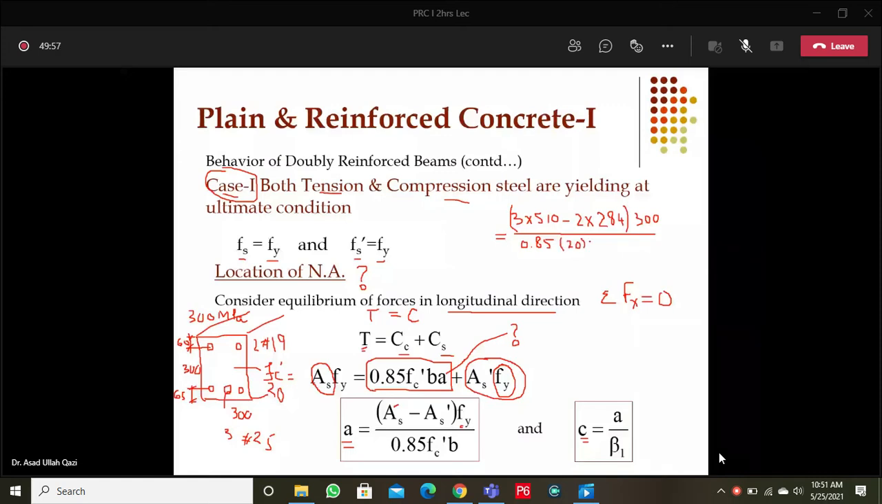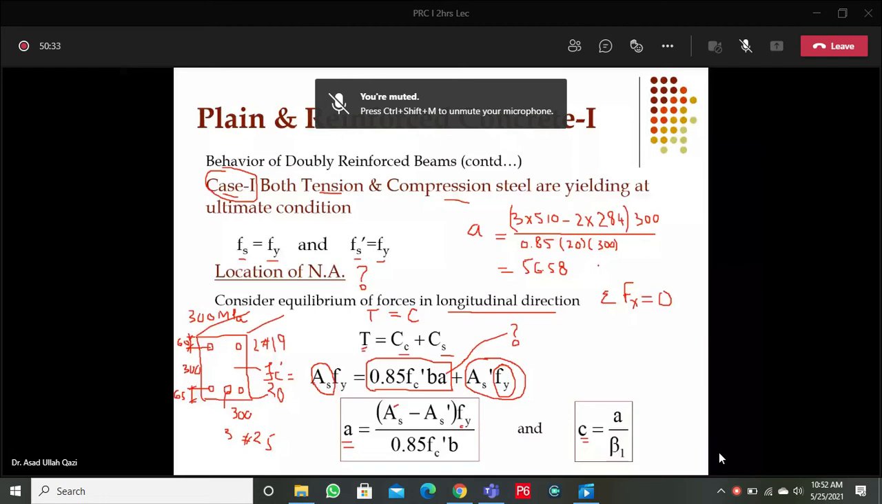So can anyone respond to me, what is a of this assumed cross section? 56.58. And what is c? 66.57. 66, you are responding? Yes, sir.